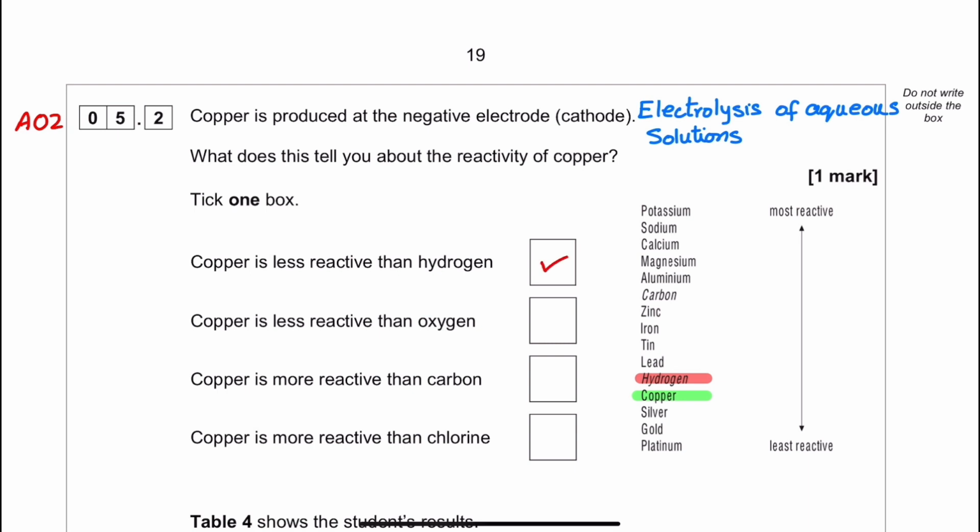Copper is less reactive than oxygen. That option is not given in my reactivity series table. Copper is more reactive than carbon. That option is not given here because carbon is more reactive than copper. Copper is more reactive than chlorine. So this option is not given in my reactivity series table. Copper is carrying a positive charge and the chloride ion is carrying a negative charge, so there is no point to consider the last option. So the correct option is: copper is less reactive than hydrogen.